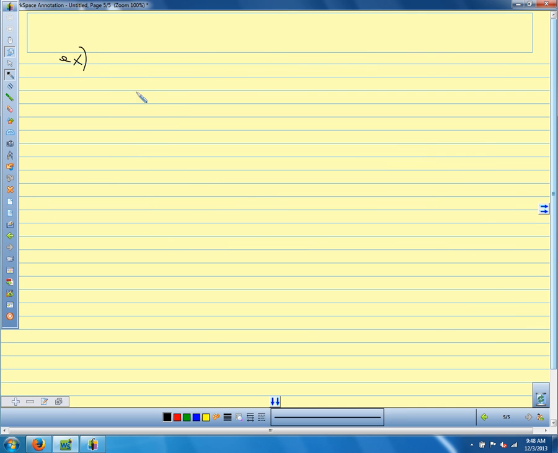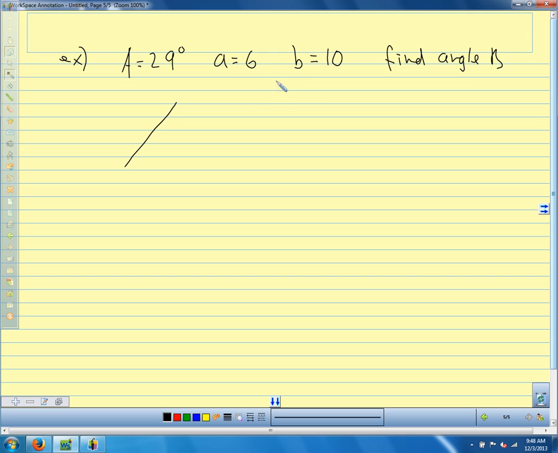Okay, let's look at another example. Let's say that angle A is 29 degrees, side a is 6, and side b is 10. We want to find angle B. So this is a side-side-angle triangle. Tells us maybe we have an ambiguous case. Maybe we don't even have a triangle.